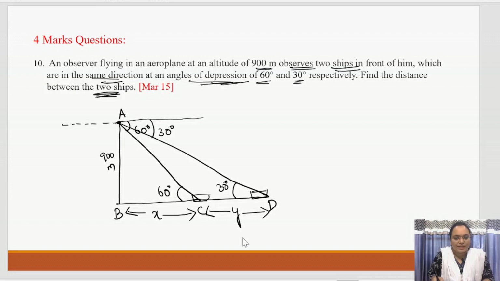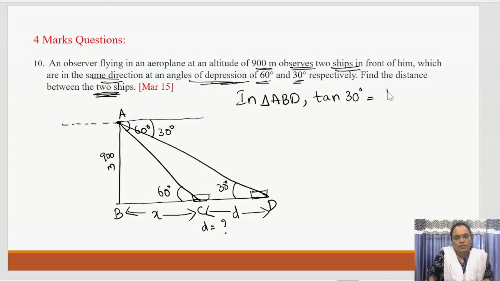So these are the two ships, right? We need to find the distance between these two ships. If you take a triangle ABD, in triangle ABD, according to this angle 30 degrees, this will be the opposite, which is the perpendicular, and this will be the base. So I can apply tan 30. Tan 30 degrees is equal to perpendicular by base. So what is tan 30?